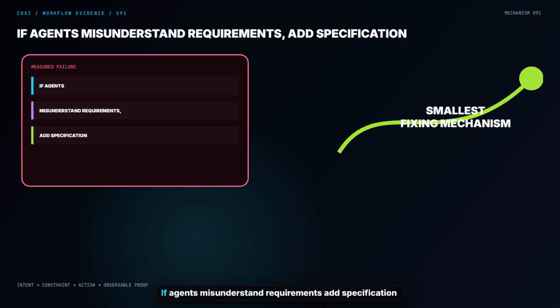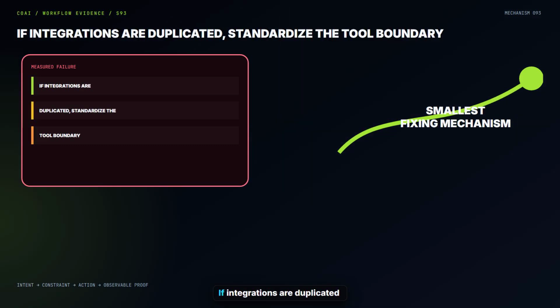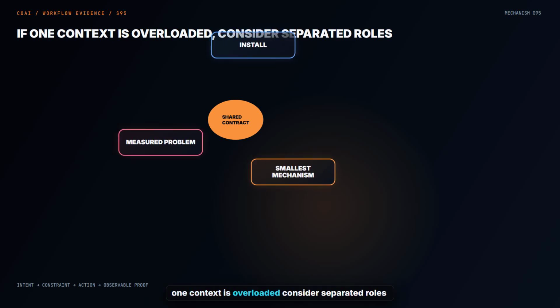Start from the failure in your current system. If agents misunderstand requirements, add specification. If they skip tests, add execution discipline. If integrations are duplicated, standardize the tool boundary. If long tasks lose state, add durable orchestration. If one context is overloaded, consider separated roles.